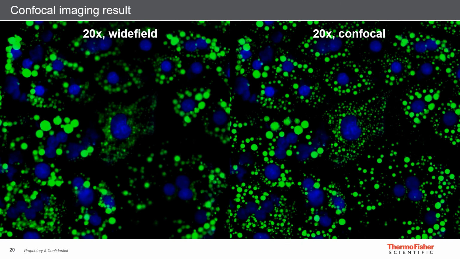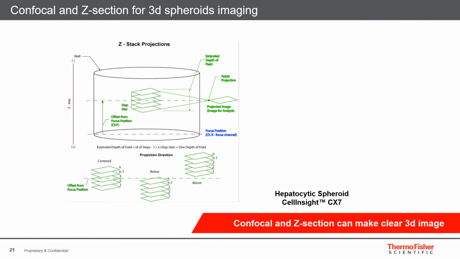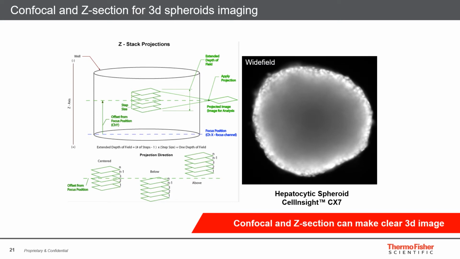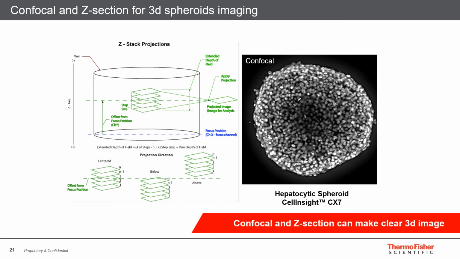This is the result of confocal at just 2D imaging. Confocal can make fluorescence images more specific and clear in detail, like spots, even at low magnification. This is just from 20x magnification. And you can use Z sections and make projection images. We provide several types of image projection, but mainly use maximum projection. Therefore, using confocal and Z sections, you can make clear 3D imaging like this.